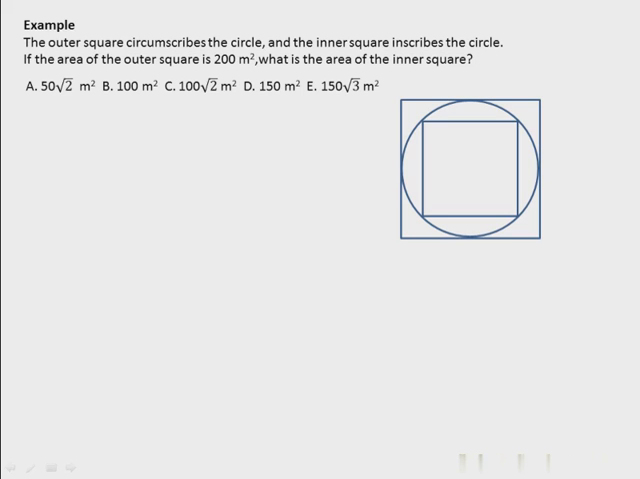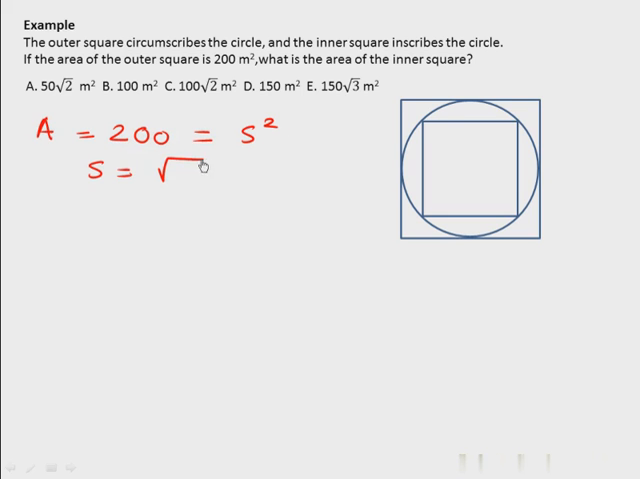If the area of the outer square is 200, what is the area of the inner square? So they've given us information about the outer square and we need to find information about the inner square. And what's connecting the outer square and the inner square? A circle. A circle lies in between, which is touching both squares. So we got to move from the outer square to the circle and then from the circle to the inner square. Let's first use the information given. Area of outer square is 200. An area of a square is side square.